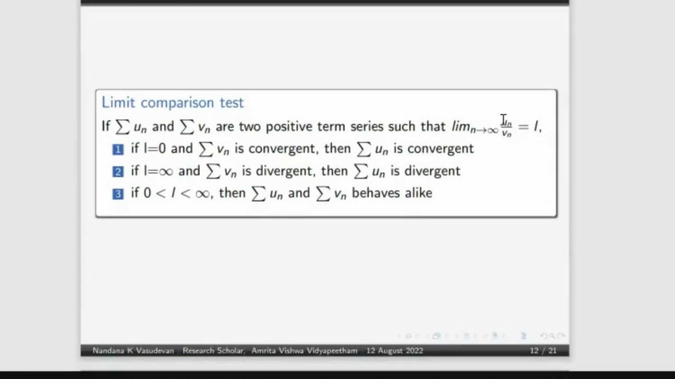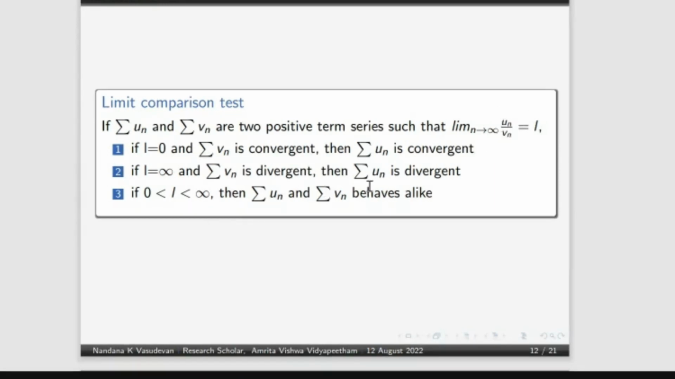So here, what are the conditions? We have three conditions. First one, if L equals 0 and series Vn is convergent, then series Un is convergent. Second condition, if L is infinity and series Vn is divergent, then series Un is divergent. And third condition, if 0 less than L less than infinity, that is, a finite non-zero limit, then both series Un and series Vn behave alike.